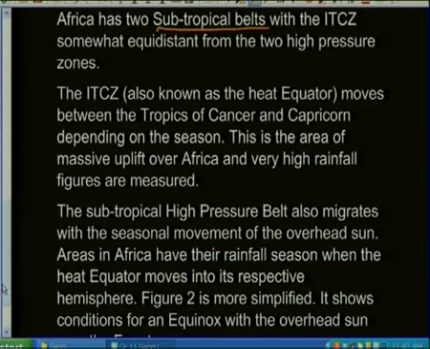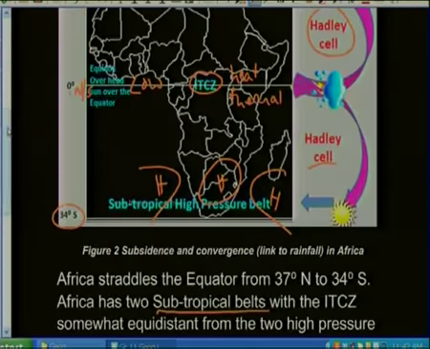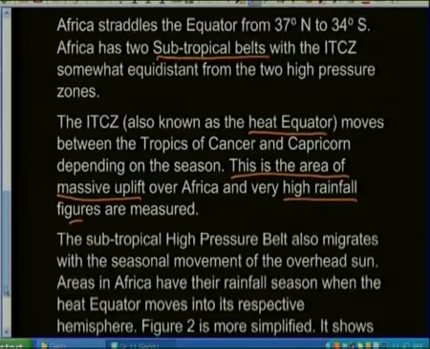Between the 2 pressure belts, we have this ITCZ, also known as the heat or the thermal equator, like I said, and that is what moves north and south of the real equator from season to season because of the tilt of the Earth on its own axis. It is responsible, or this is the area of massive uplift over Africa, and very high rainfall patterns or figures are measured over here. You can see there from that diagram, we've indicated the cumulonimbus clouds and the thunderstorms or the lightning there. That means we get rain along the equator just about every day.